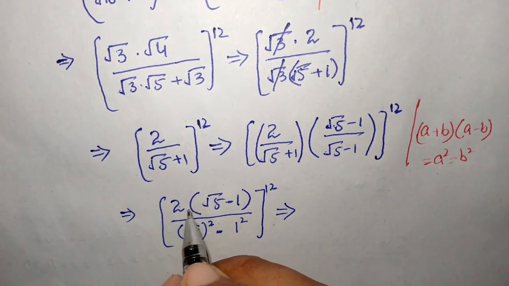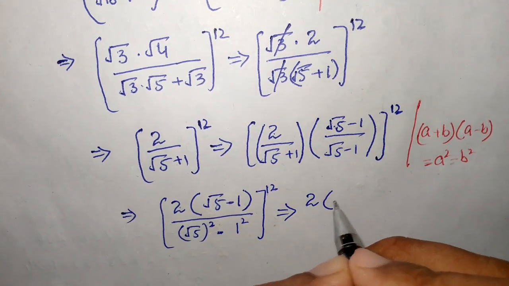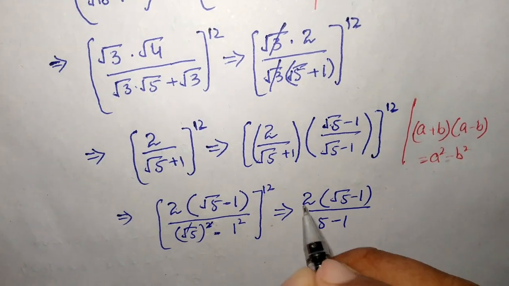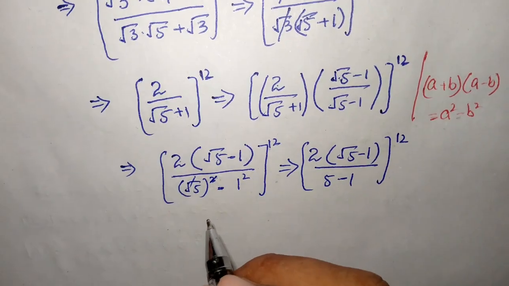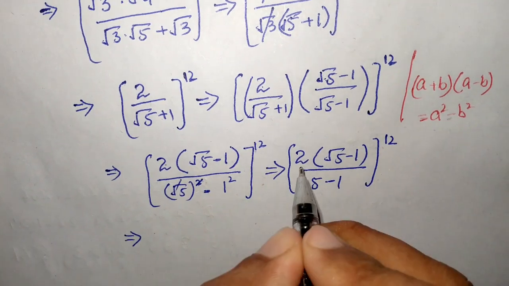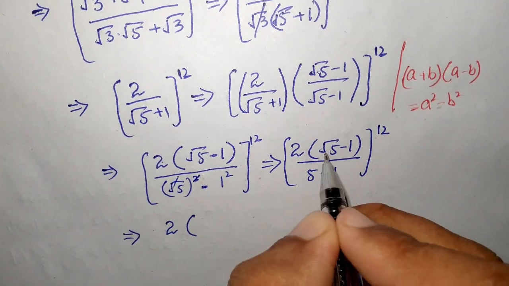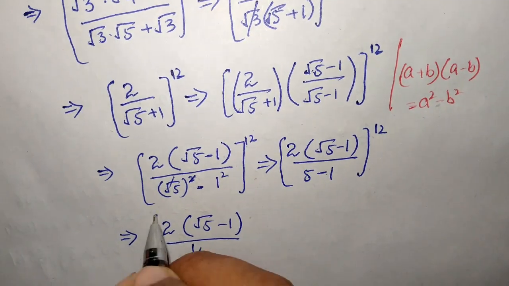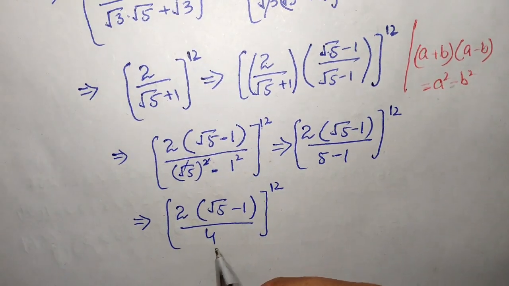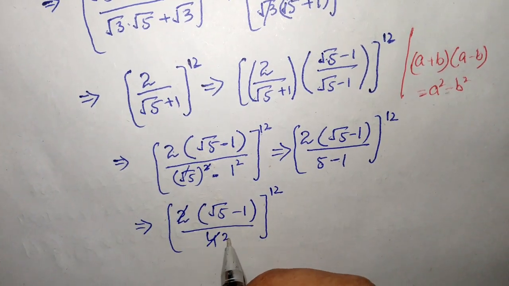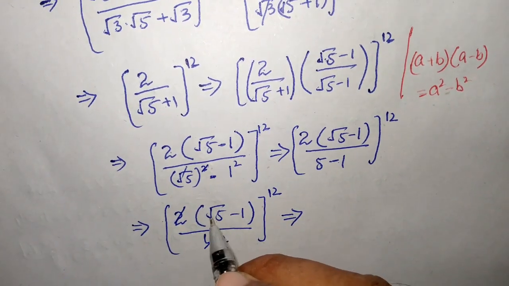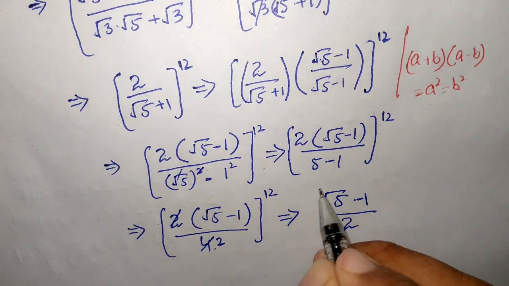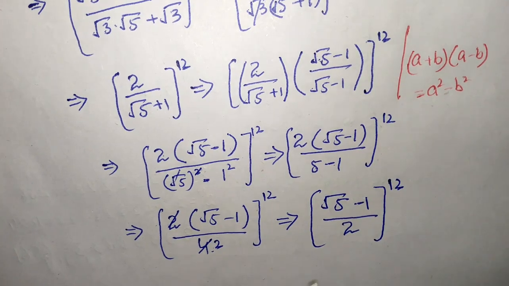It implies 2 times the square root of 5 minus 1 over, here the square cancels with the square root, so 5 is left, minus 1, to the whole power of 12. Now in the next step, 2 times the square root of 5 minus 1 over 5 minus 1 is equal to 4, to the whole power of 12. Here 2 cancels with 4, so 2 times 2 is equal to 4, and this implies the square root of 5 minus 1 over 2, to the whole power of 12.